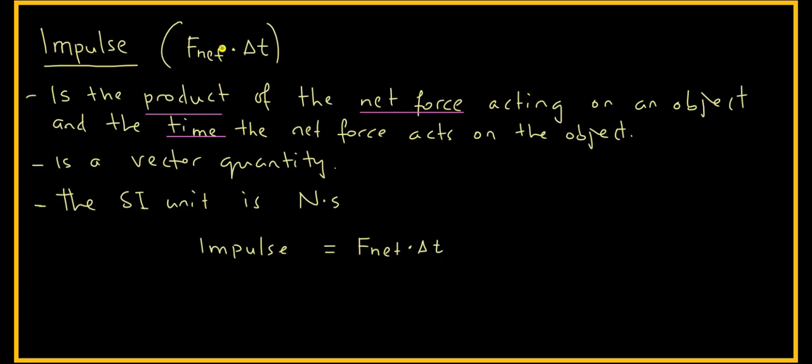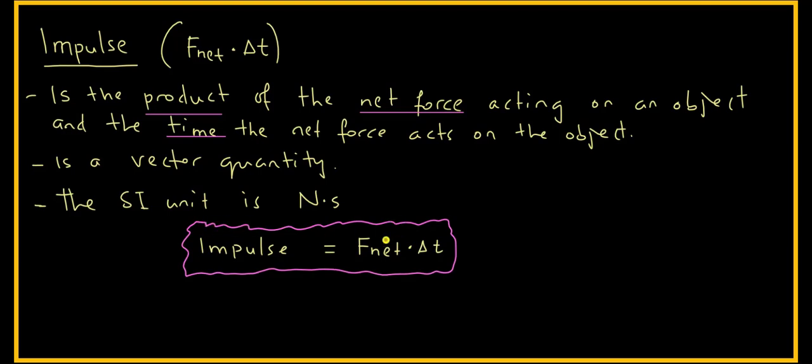So impulse, this is the mathematical relationship. Impulse is equal to F net times delta t. So F net times delta t is impulse. We must also know that impulse is a vector quantity, which means it has direction as well as magnitude. The SI unit of impulse is Newton second. So we say Newton second. That's the unit for impulse.